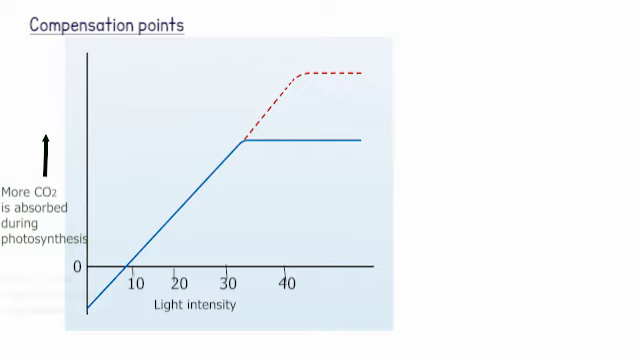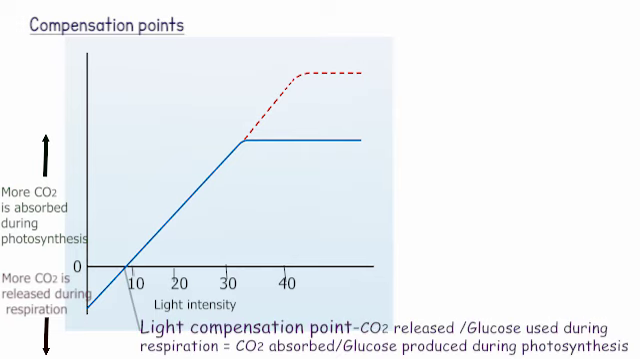Now during respiration, carbon dioxide is released, and this carbon dioxide is then reabsorbed by the plant to be used in photosynthesis. So you realize that respiration and photosynthesis are taking place at the same time, but there comes a point when the rate of photosynthesis and the rate of respiration exactly balance each other. So here there is no net exchange of oxygen or carbon dioxide, and this is what we call the compensation point. But since it depends on light in this example, we shall call it the light compensation point. So this is the point when carbon dioxide released or glucose used during respiration is equal to the carbon dioxide absorbed and the glucose produced during photosynthesis.